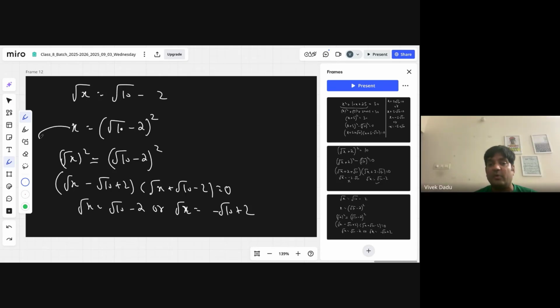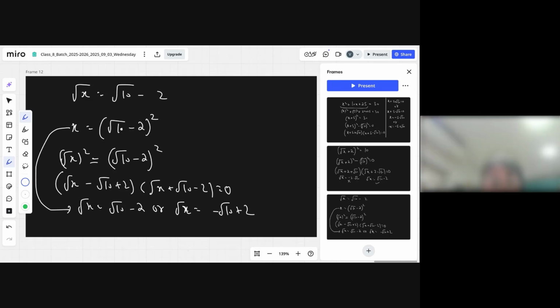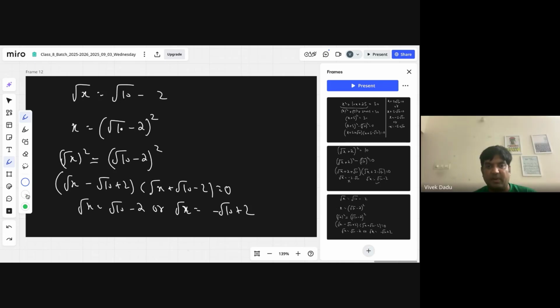What was the problem introduced because of the squaring? The problem introduced because of the squaring was that I had only one equation in root x, but when I solved this, I started getting two equations in root x. So now keep a note of this, that the answer which we will get on squaring will not be for one equation of x, but it will be for two equations of x. Yes or no? Yes, sir.